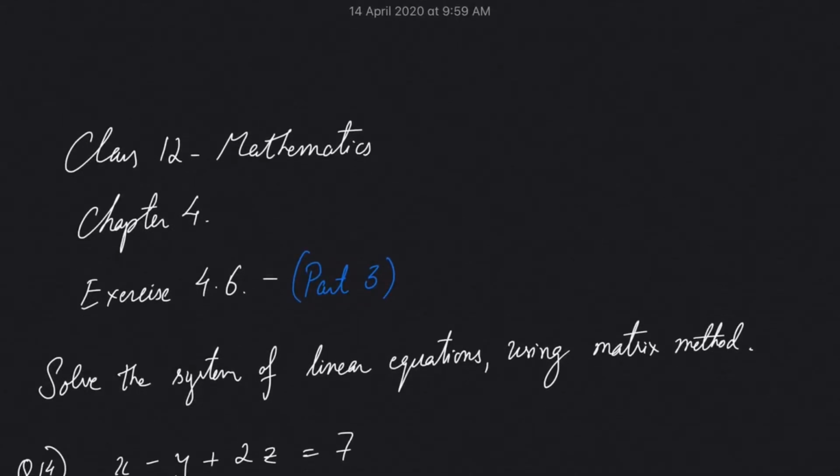Let us continue with class 2 of mathematics, chapter 4, the last part of exercise 4.6. So in the first two parts, we have done the introduction and how do we check the consistency of a system of linear equations. Now let's see how do we solve also. So now the question goes like this: solve the system of linear equations using matrix method.